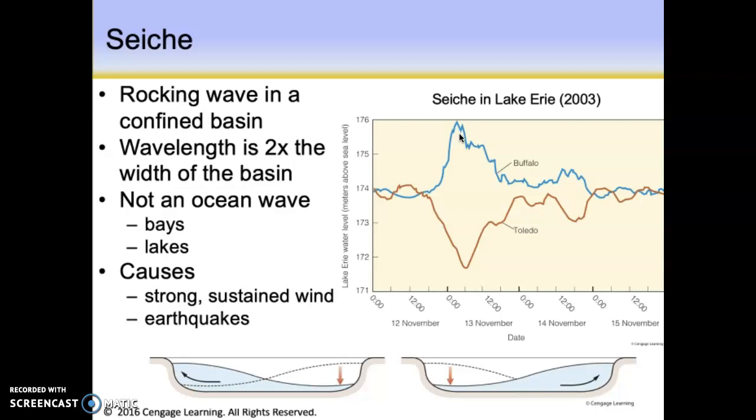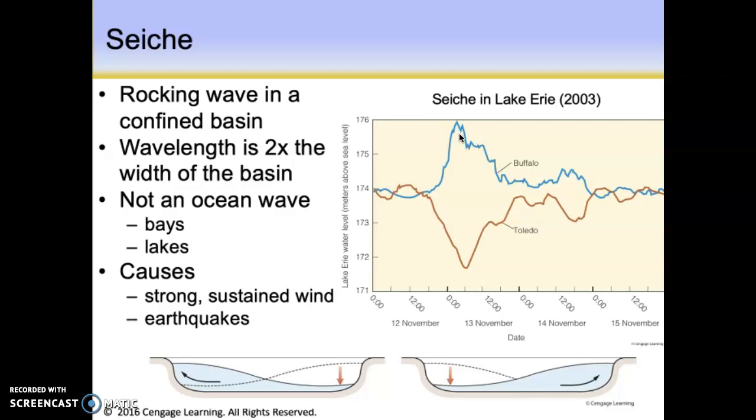They happen in an enclosed basin like a bay or a lake. The example they give in your book is actually in Lake Erie. In that case, the wind was very strong and sustained with the storm and actually pushed water. Essentially, a storm surge occurred at one end of the lake, and then when the storm passed, the water came back, and that is what set that seiche in motion.